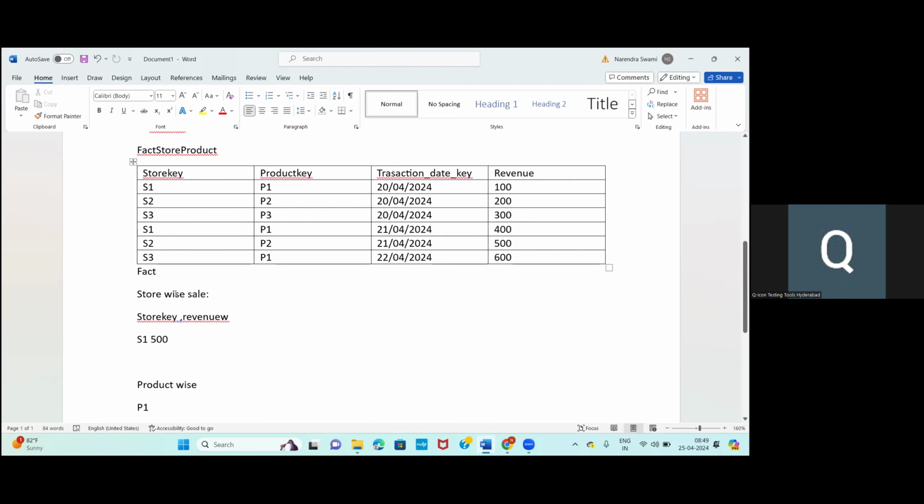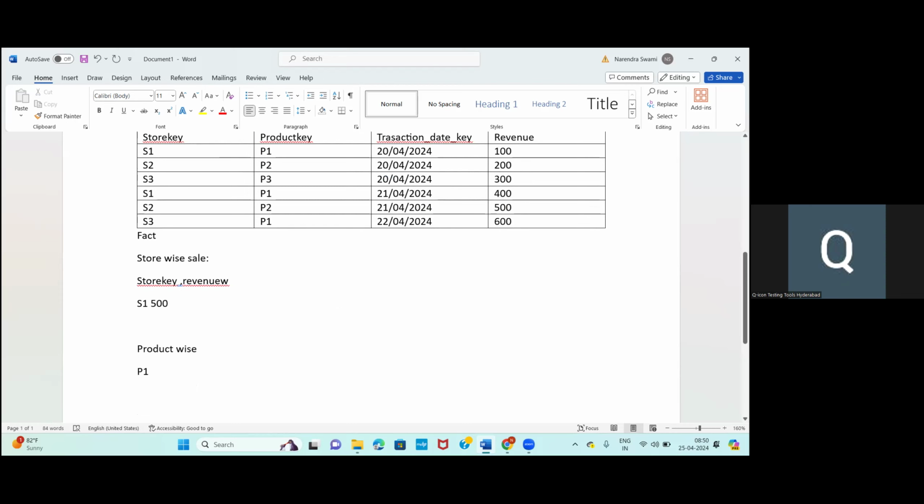Simple. If you want to derive, for a particular store and a particular product and a particular date, what revenue is generated? Even like you can go with the transaction date wise sale. What is the current date sale? What is the 20th date sale? You can simply go to the 20th date and sum the revenue, right? So that is what you can derive. That is what additive fact is. We are using all the columns of the table for summing up and deriving something.